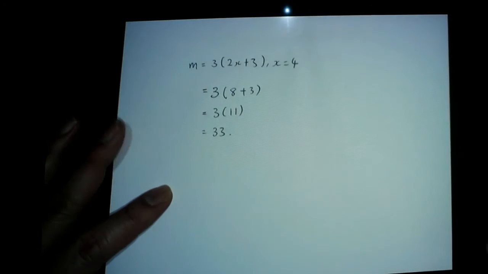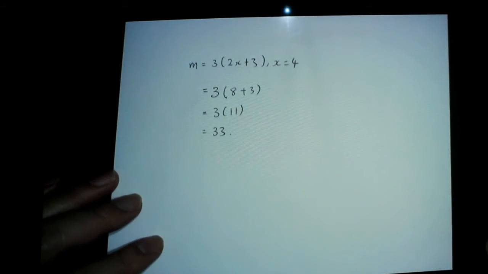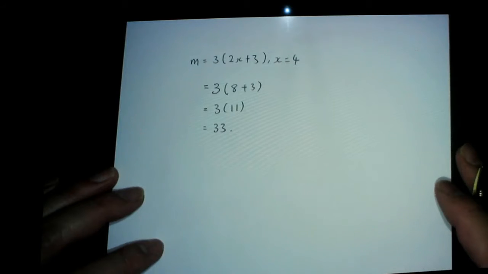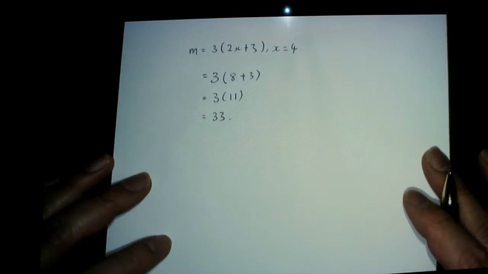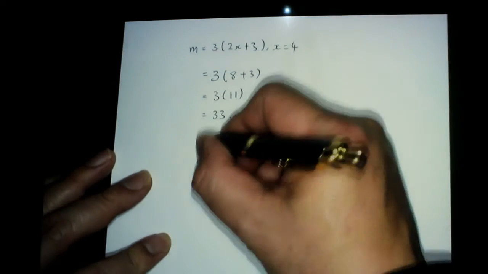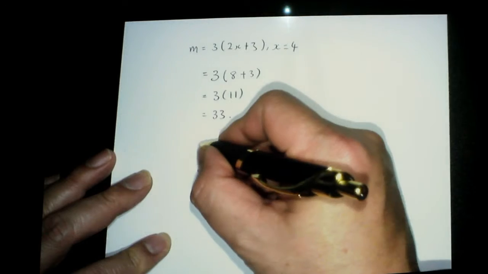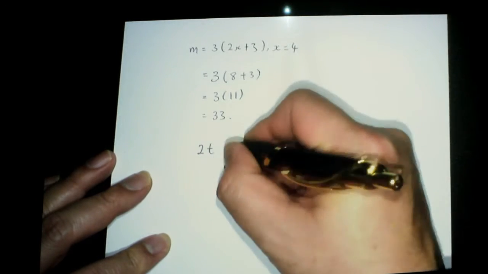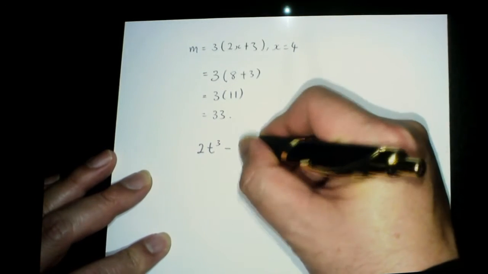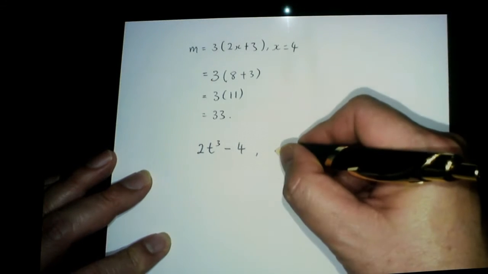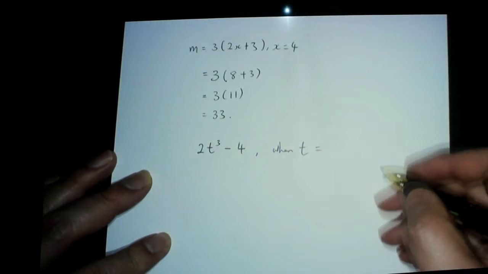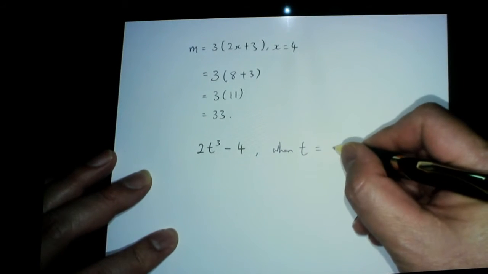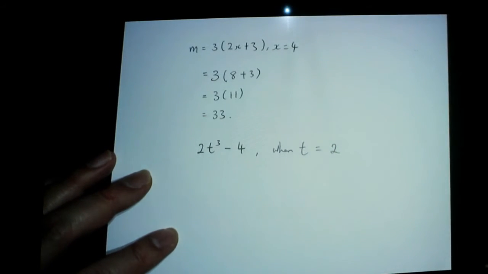So I hope you have a better understanding of substitution. And yesterday I think we touched a little bit on algebraic expressions involving power. For example, we're going to find the value of the expression 2t cubed minus 4 when t equals 2. So how do we go about solving this question?